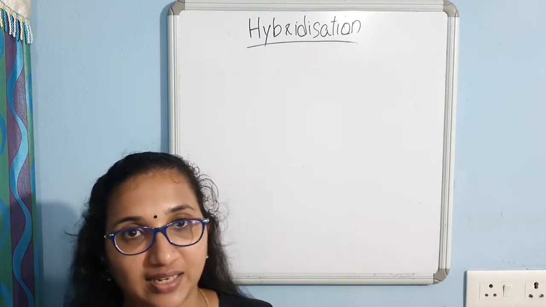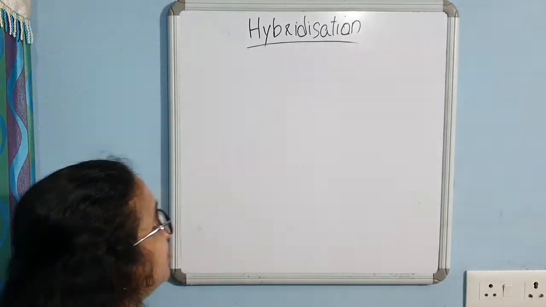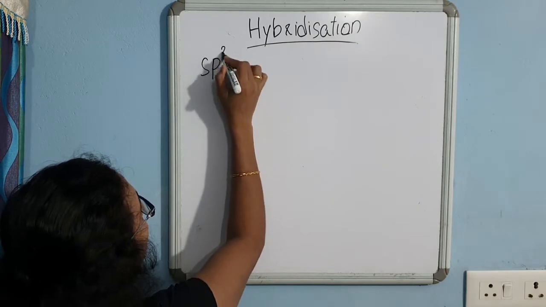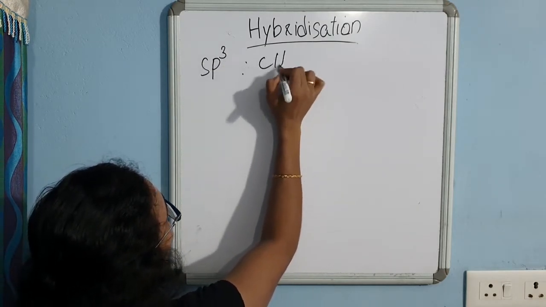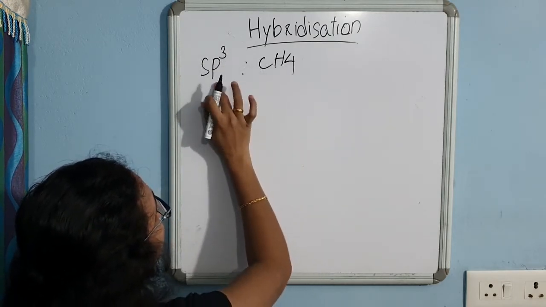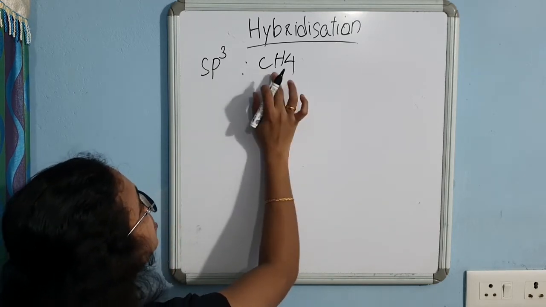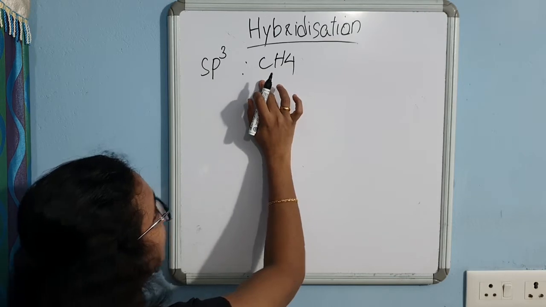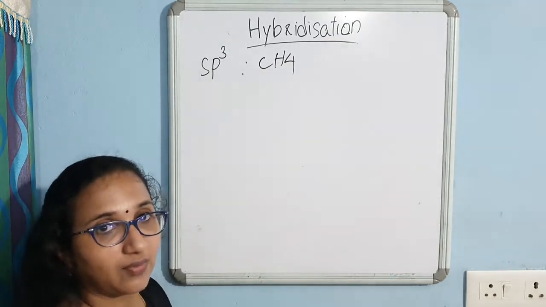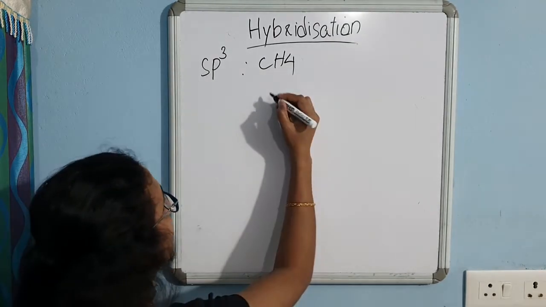Now let's explain sp3 hybridisation. For sp3 hybridisation, let's take the typical example of methane molecule. We know for sp3 hybridisation there are 4 hybrid orbitals. So we should take a central element with 4 valence electrons. That would be the ideal selection.